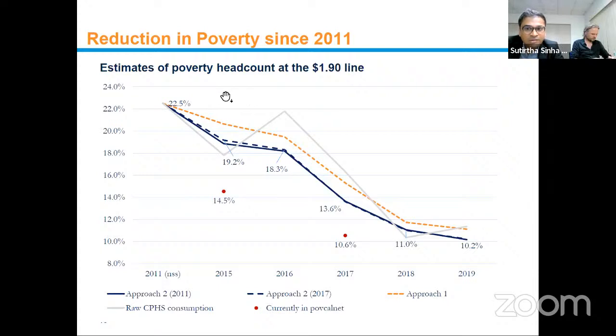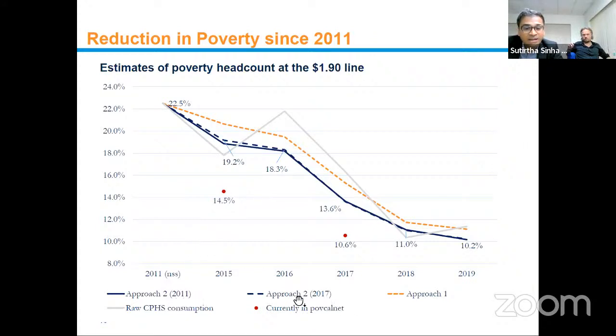So let's start with the extreme poverty headcount. This is at the $90 line. We know that from the NSS 2011 survey based on URP, at the $90 line, the poverty headcount was 22.5. We observe that that has come down to 10.2 by 2019. The other thing to note is the three approaches: approach 1 and approach 2, 2011 version and 2017 version. I'll explain what 2011 and 2017 are. But basically, the three approaches yield qualitatively similar results.